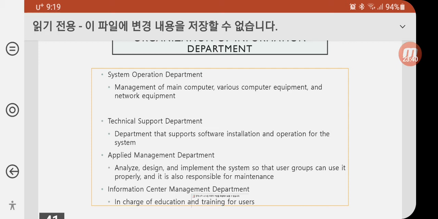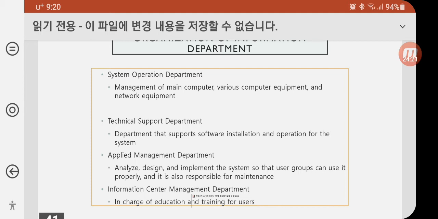The system operation department is in charge of management of the main computer, various computer equipment, and network equipment. Also, system input data preparation, output distribution, and job scheduling. The technical support department supports software installation and operation for the system.